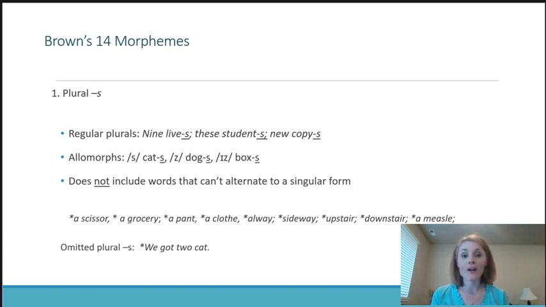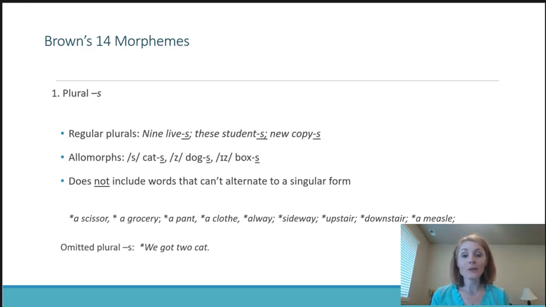Also, this category would not include words that can't alternate with a singular form, like scissors. The S on the end of scissors isn't the plural S because you can't have just one scissor. Some other common forms of this would be groceries, pants, clothes, always, sideways, upstairs, downstairs, measles, words like that. So if you're checking to see if it really is plural S, you would just want to see if you can make it singular. And if you can't, then that would not count as a plural S.